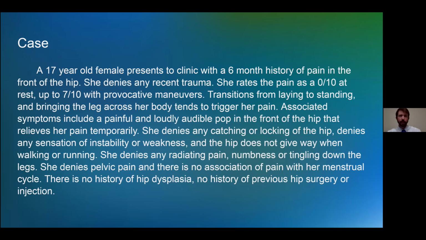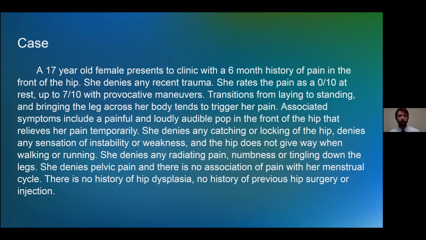So this was a 17-year-old female who presented to our clinic with a 6-month history of pain at the front of the hip. She denied any recent trauma. She rated the pain as a 0 out of 10 at rest; it was up to a 7 out of 10 with provocative maneuvers. Transitions from laying to standing and bringing the leg across her body were really the main triggers for her pain.